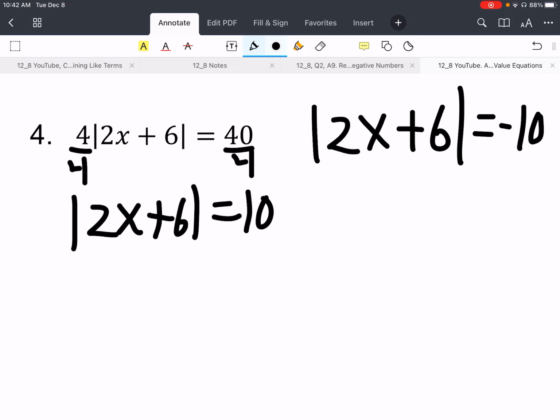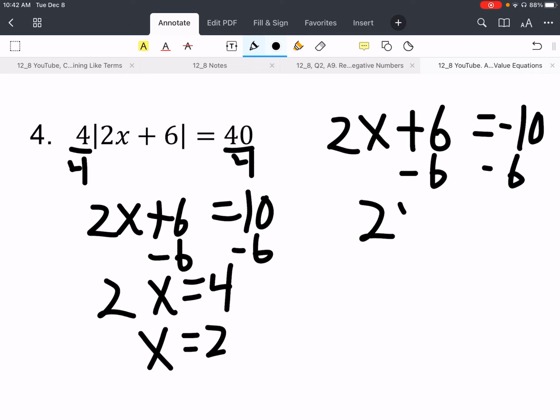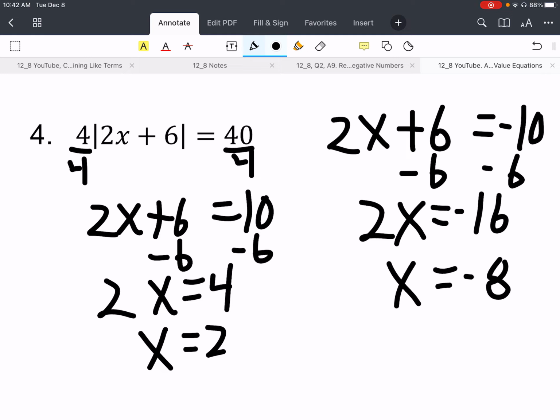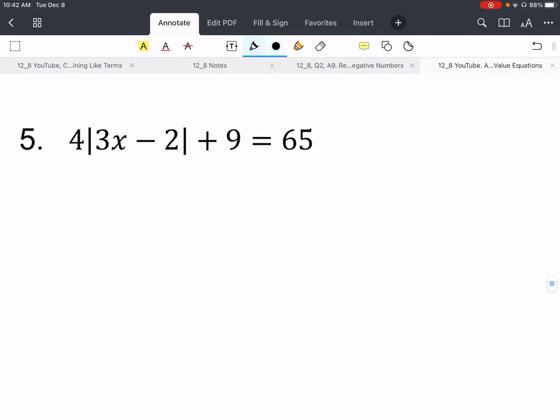And really we're going to erase those just to be a little more efficient. Subtract 6, 2x equals 4, x equals 2. Subtract 6, 2x equals negative 16, x equals negative 8. Two answers. All right. Final example before you get to try.